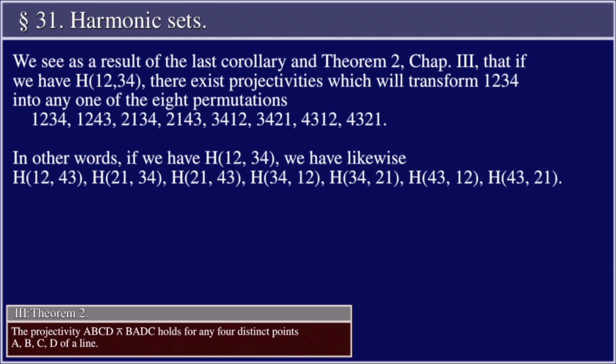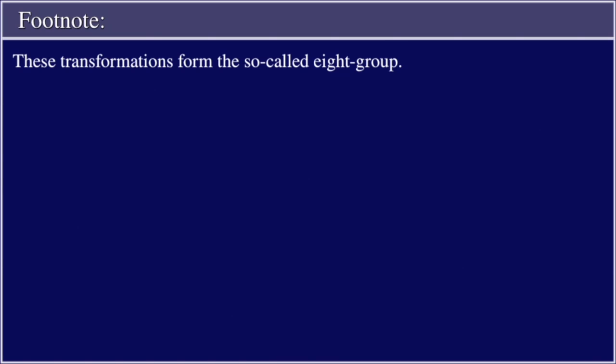We see as a result of the last corollary and Theorem 2 of Chapter 3 that if we have H(1,2,3,4), there exist projectivities which will transform (1,2,3,4) into any one of the 8 permutations (1,2,3,4), (1,2,4,3), (2,1,3,4), (2,1,4,3), (3,4,1,2), (3,4,2,1), (4,3,1,2), (4,3,2,1). In other words, if we have H(1,2,3,4), we have likewise H(1,2,4,3), H(2,1,3,4), H(2,1,4,3), H(3,4,1,2), H(3,4,2,1), H(4,3,1,2), H(4,3,2,1). Footnote: these transformations form the so-called 8 group.